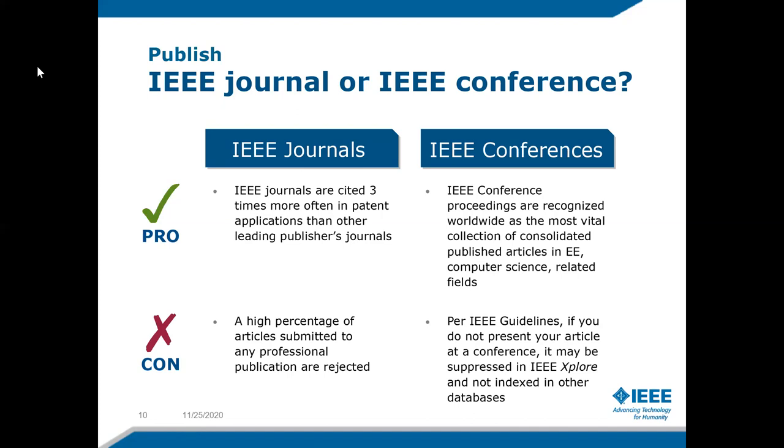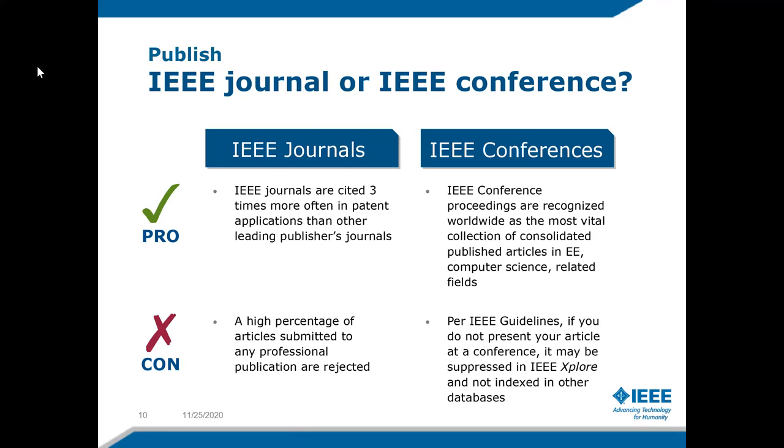A journal paper is preferred for promotion or degree, and also a journal paper can often be cited 3 times more than a conference paper or other cases. Okay, and a conference paper, of course, can be quickly recognized and seen by the society.